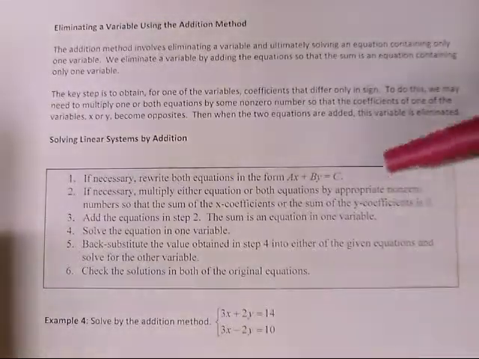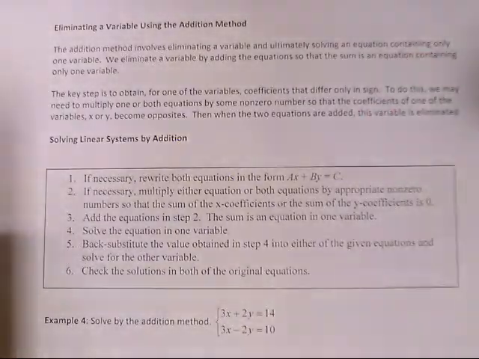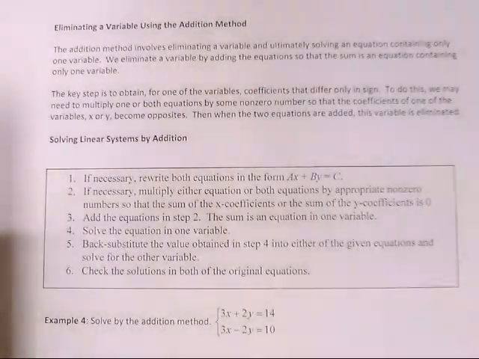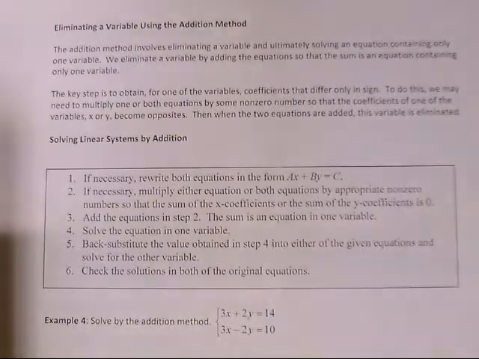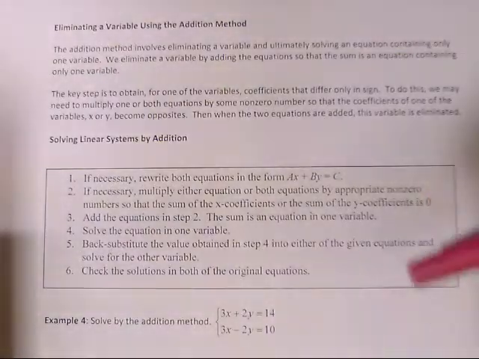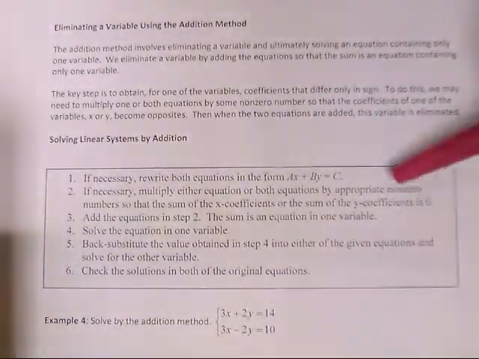Now the key step is to obtain for one of the variables coefficients that differ only in sign. And to do this, we may need to multiply one or both equations by some non-zero number, so that the coefficients of one of the variables, x or y, become opposites. Then when the two equations are added, this variable is eliminated. And this is the procedure for solving a linear system by addition.